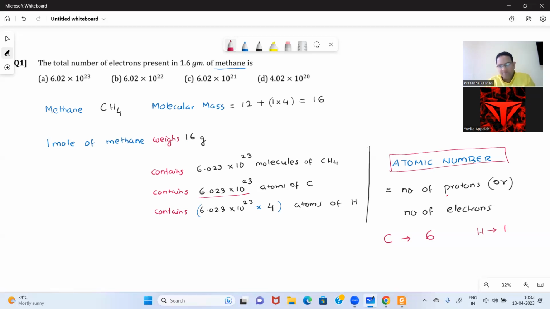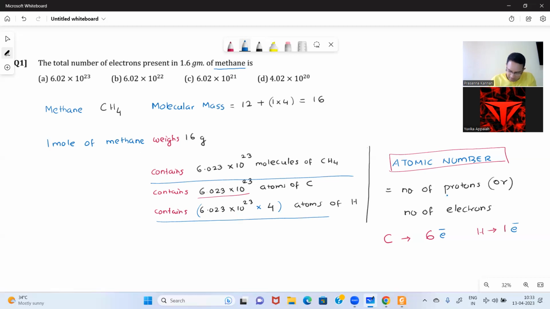Which means each carbon atom has how many electrons, Viveka? 6. Each atom of carbon has 6 electrons. Correct, Viveka? Each atom of hydrogen has how many electrons? 1, sir. Each atom of carbon, 6 electrons are there. Each atom of hydrogen, 1 electron is there.